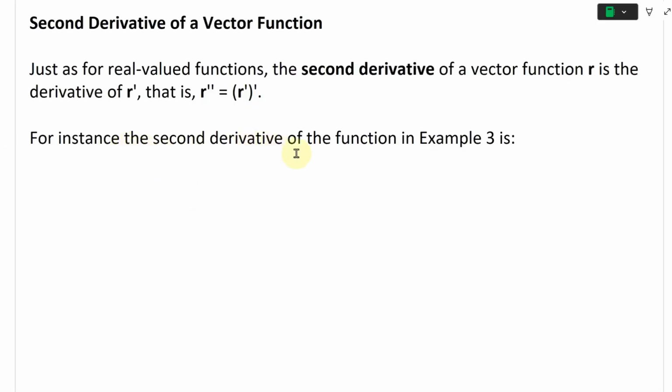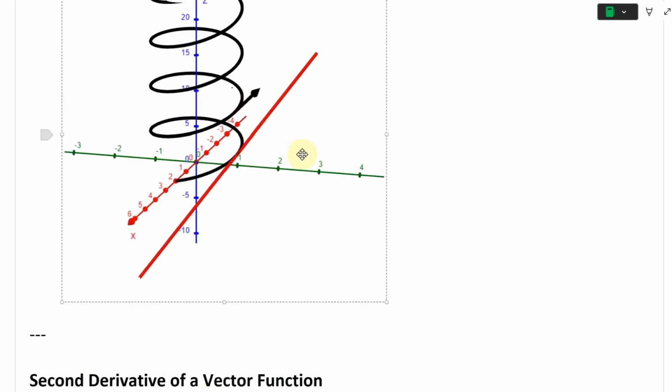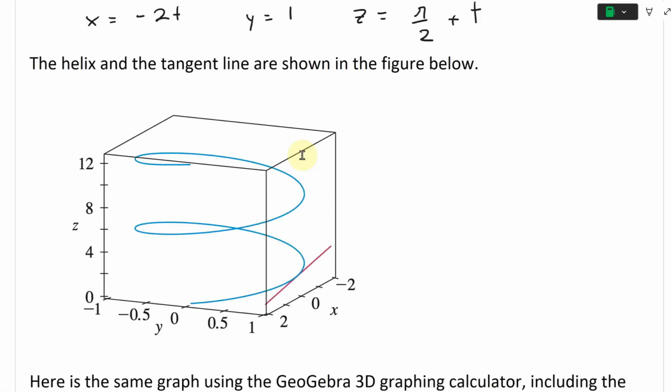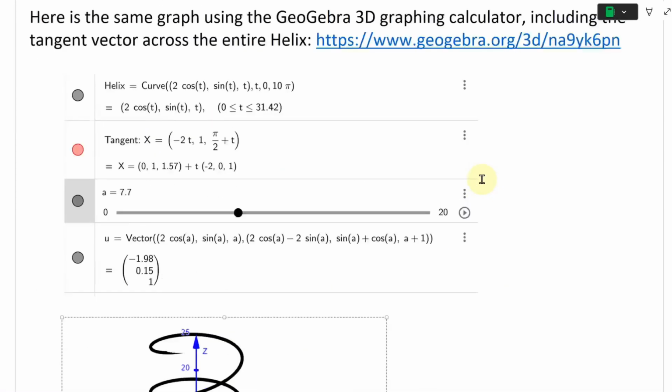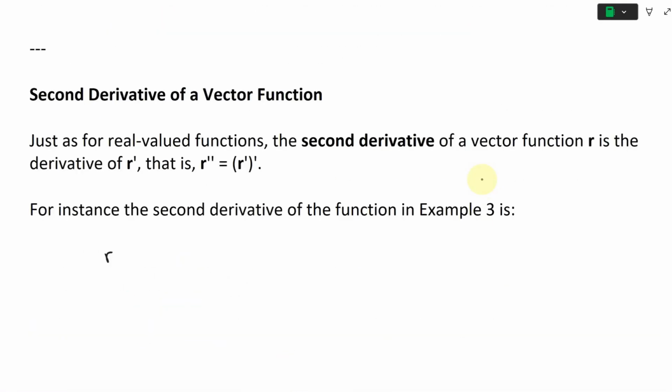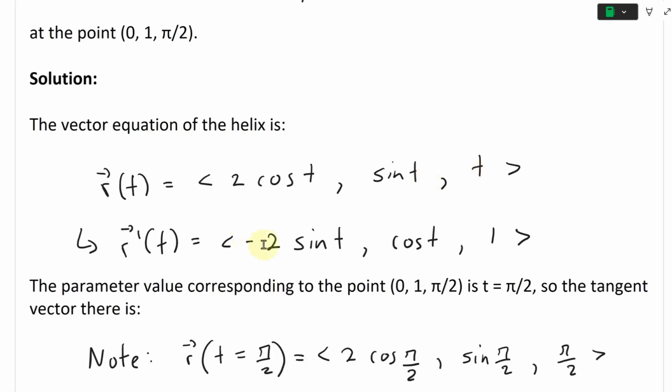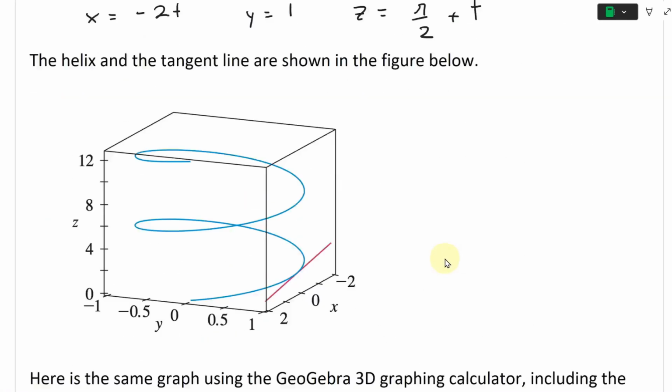For instance, the second derivative of the function in example 3. If we recall the derivative of example 3, that's this right here. So r prime of t is equal to negative 2 sine t, cosine t, and then 1. I quickly double checked: negative 2 sine t, cosine t, and 1. Yeah, that's what we have.